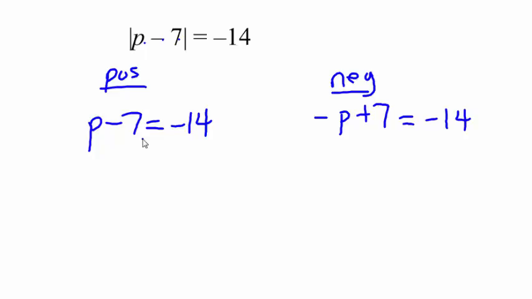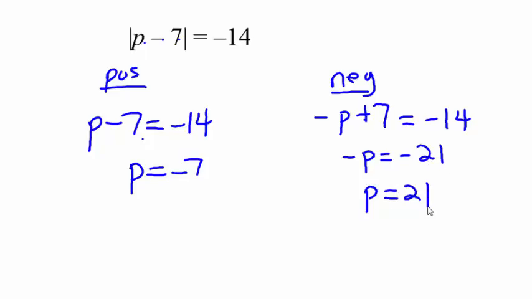Here we'd have to add 7 to both sides. We'd get p equals negative 7. Here we'd have to subtract 7 from both sides. So we'd have a negative p on the left and a negative 21 on the right, which means p would be 21. And these would potentially be your two answers until you go to plug them back into the original problem.